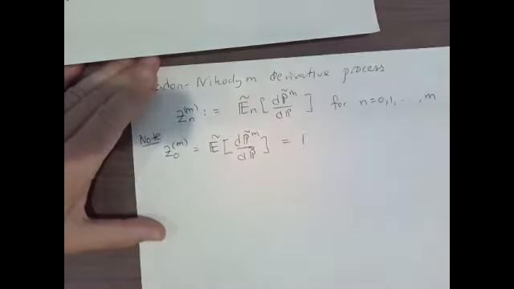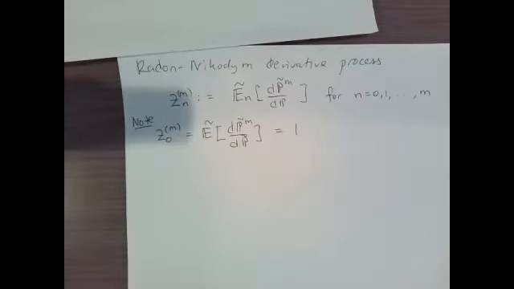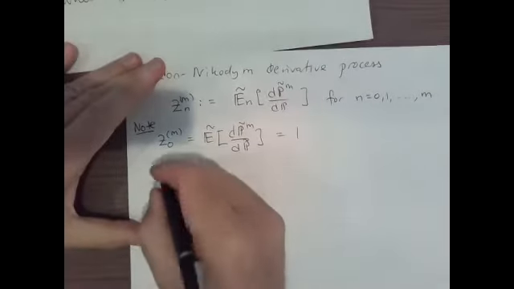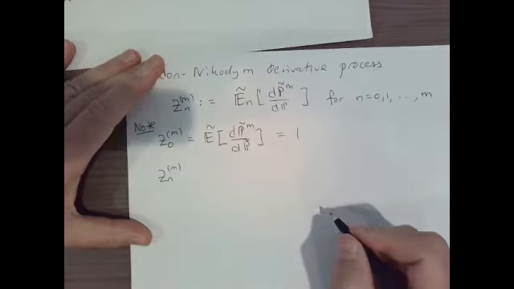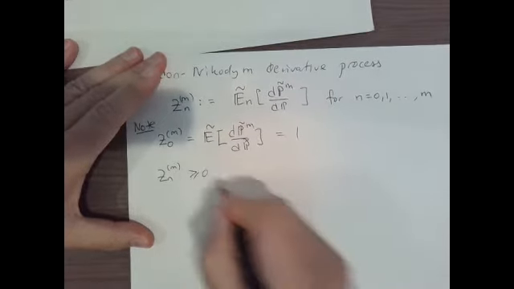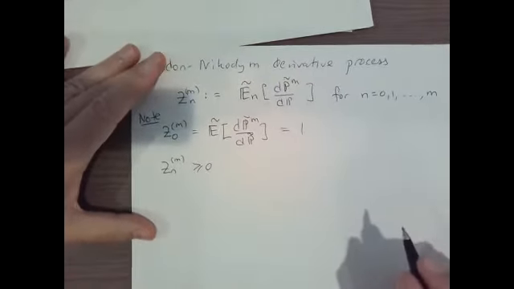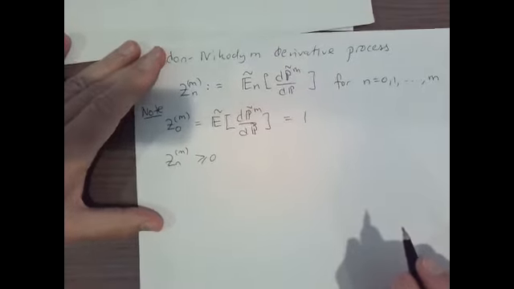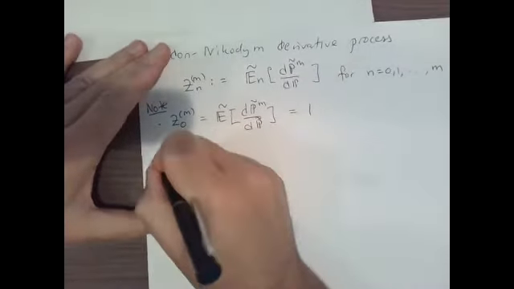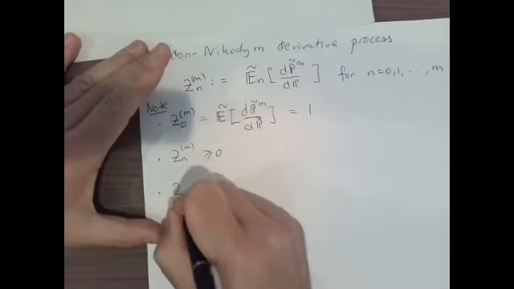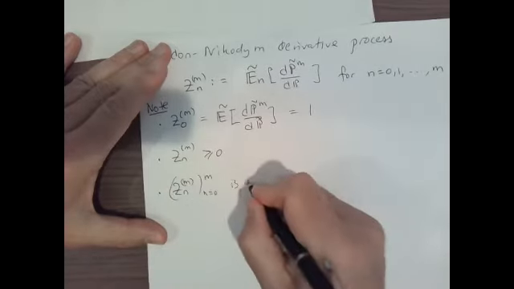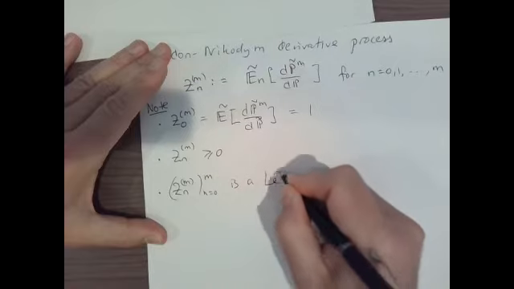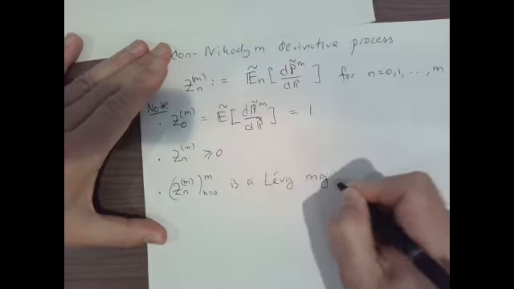And that's the one we started out with. That's going to be equal to 1. Another thing we should note is that C and M, this is going to be positive. And we should also note that Z and M, when I index it by time, this is, again, a Levy martingale.